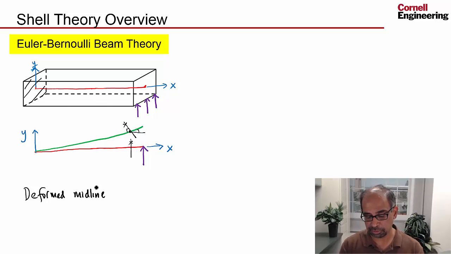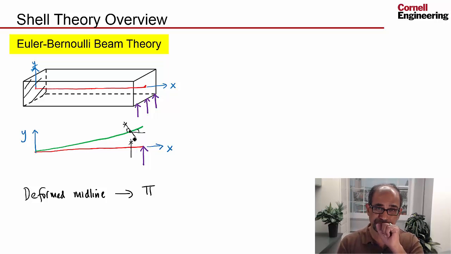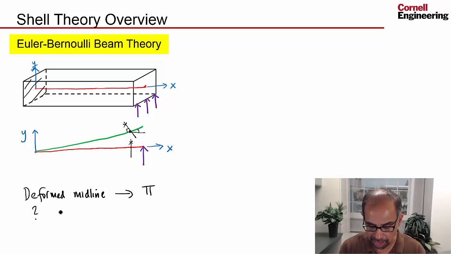And as we saw in the cantilever beam example, once we know that, we can figure out what the potential energy of the beam is going to be, because we know how every point is going to move, the displacement at every point, from which we can calculate the strains, and from the strains we can calculate the stresses based on the material properties, and from that the potential energy. So we need to find the deformed midline such that the potential energy is minimized.